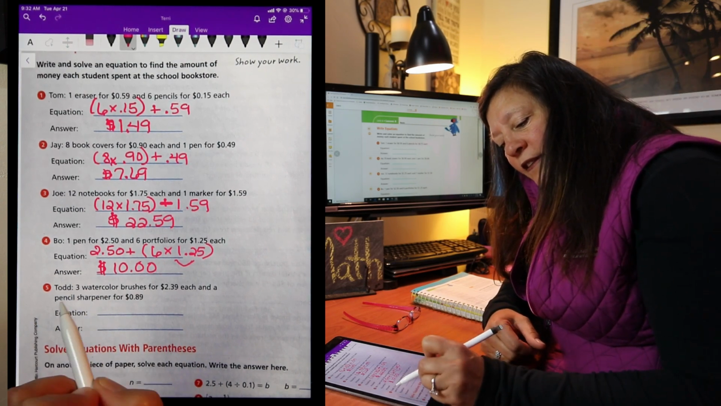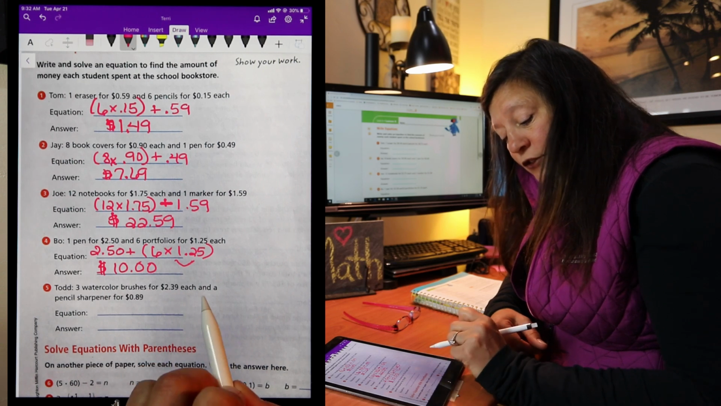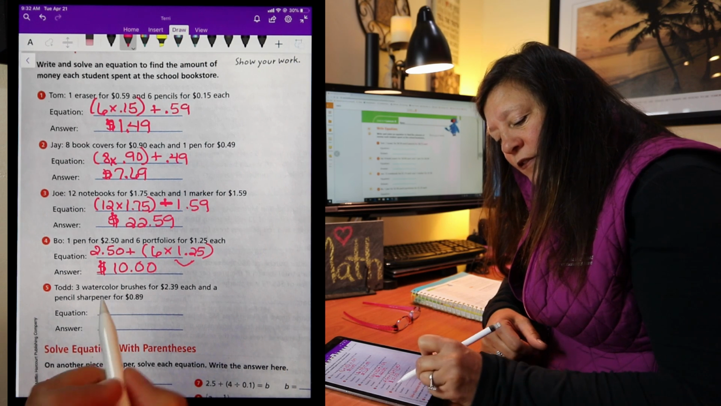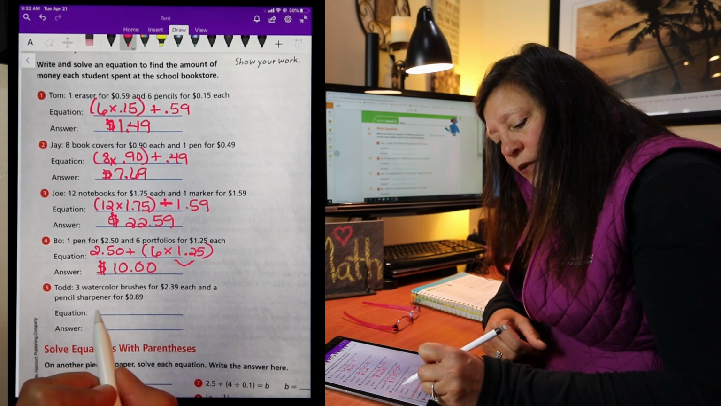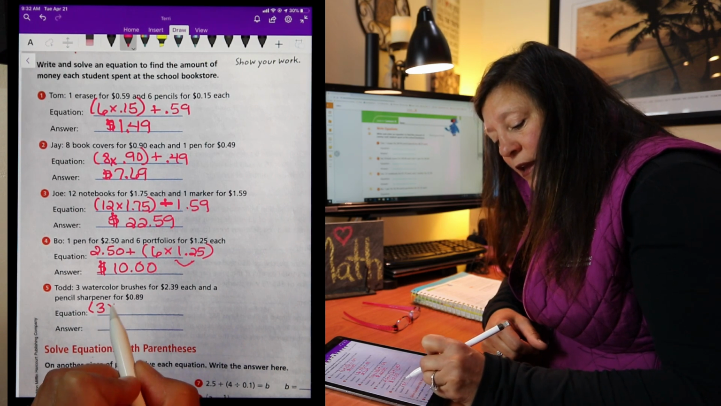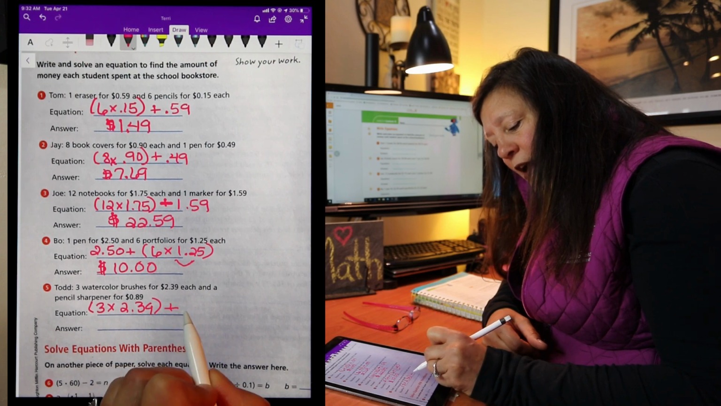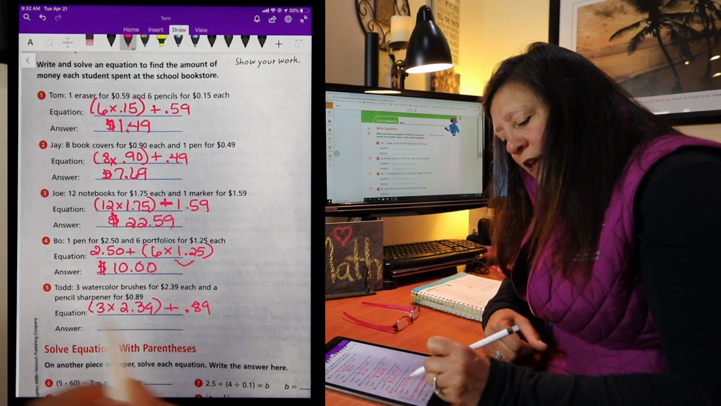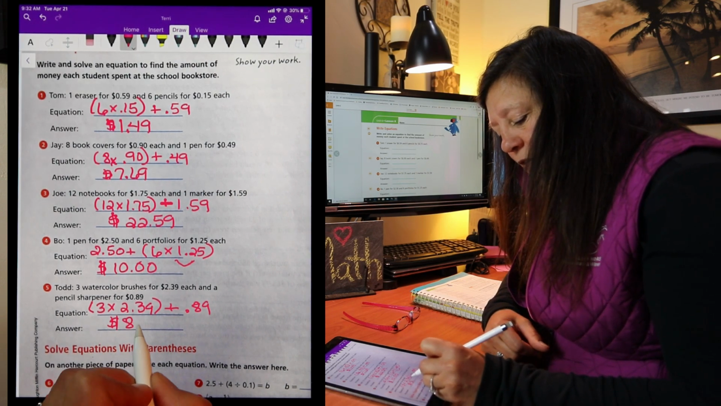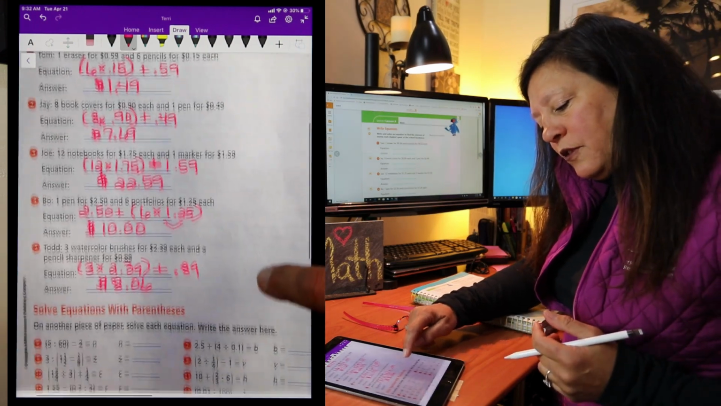Number 5, Todd had 3 watercolor brushes for $2.39 each and a pencil sharpener for 89 cents. Okay, so what's going to go in our parentheses? Well, we have more than one of the watercolor brushes. We have 3. So 3 times $2.39, and then you're going to add your 89 cents. And your total, when you are all done, should be $8.06. So do the math, check your work, make sure those are the answers you get.